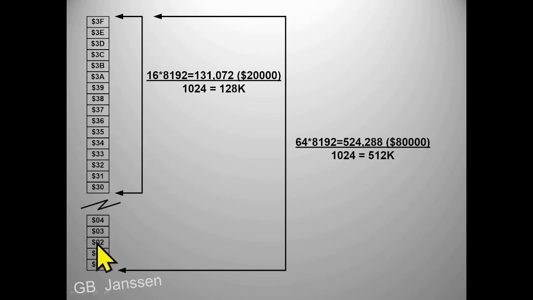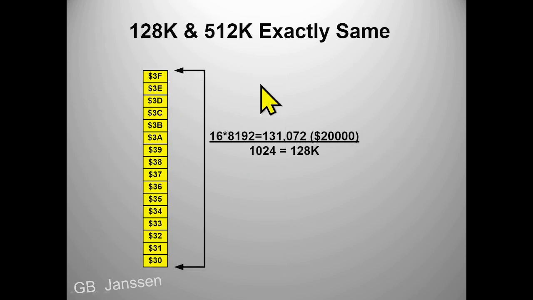The only difference in the 512K is it has extra memory, and we're not going to deal with that for quite a while. All we're going to do is deal with this intersection here. Okay, again, 128 and 512 are exactly the same. You fire them up and they all look the same, and these 16 blocks comprise that 128K.